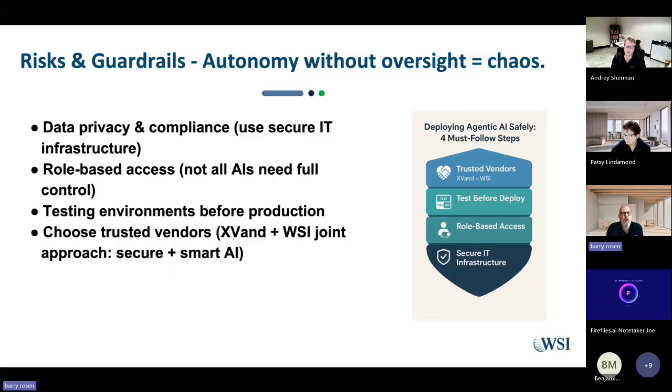So just some risks and guardrails around this. Really be careful with your data privacy, and we had talked about this in detail in the last session, in the last webinar. You want to give role-based access. Not all AIs need full control. They don't need to be able to delete. Maybe they just need read access to the data. And then test everything. Test, test, test. Don't put anything into production unless you know exactly what the results will be. We've seen this happen. This is just a traditional IT mantra. And then really at the end of the day, choose trusted vendors.